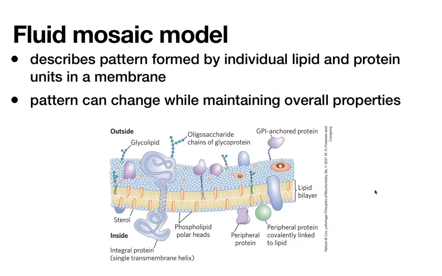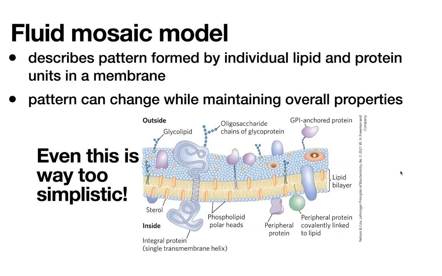Basically, this is all very dynamic, which is the point of the fluid mosaic model. It's saying that there's a lot more than just lipids in the membrane, and that what's happening in the membrane is very fluid and dynamic and changing all the time. And it turns out that even this fluid mosaic model is too simplistic.